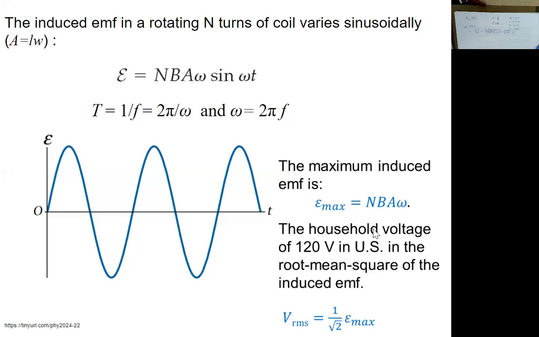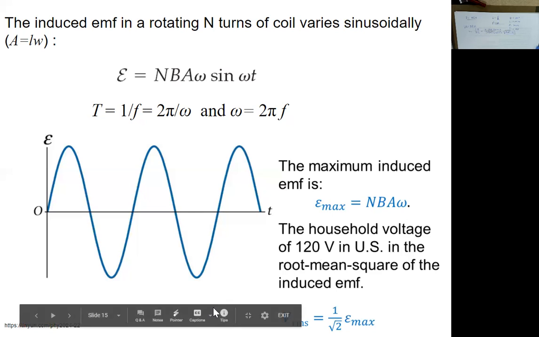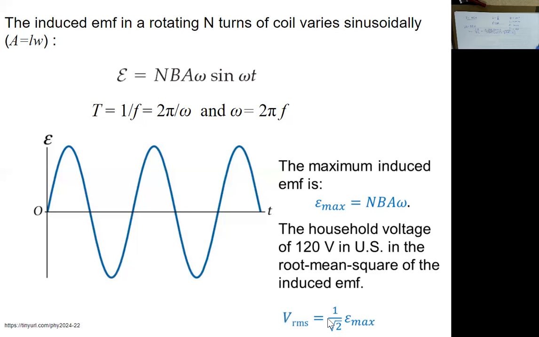So if you have a maximum voltage, and the voltage changes as a sine function, then we use the root mean square quantity, V sub rms, which is equal to the maximum voltage divided by the square root of 2. Now, in the US, the household voltage is 120 volts, and that refers to the RMS voltage, the root mean square voltage. It's not the maximum voltage, so your maximum voltage will be higher.